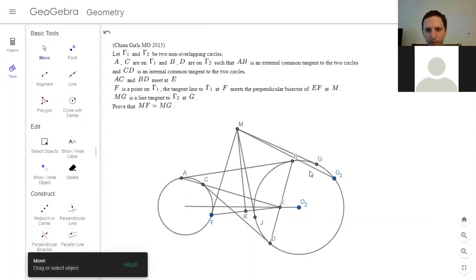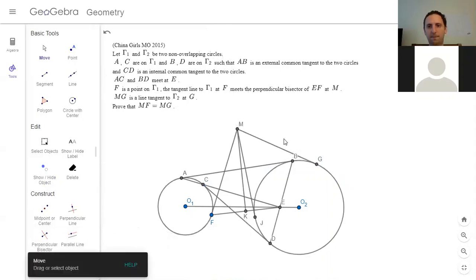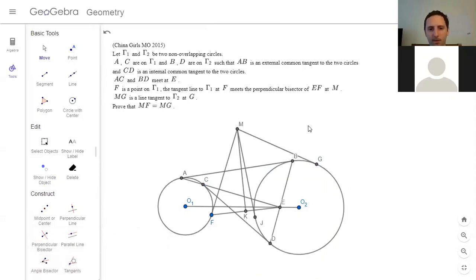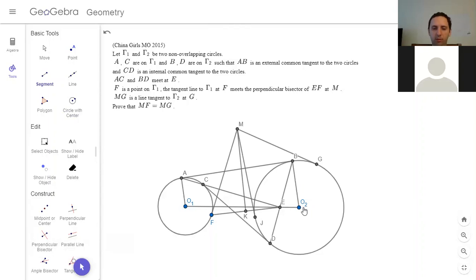What is this G2? I think I could just delete it. Yeah. All right. So that's interesting that E lies on O1O2. Doesn't seem that obvious to me, but okay. So let's make use of the fact that these are tangents. AC is perpendicular to BD, I think. AC is perpendicular to BD.